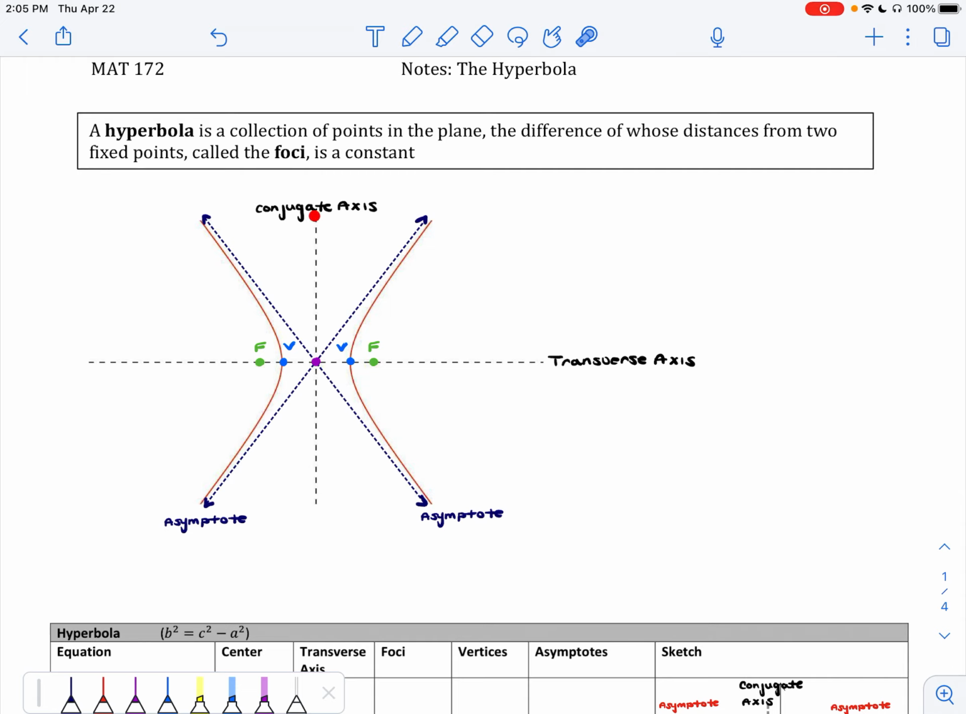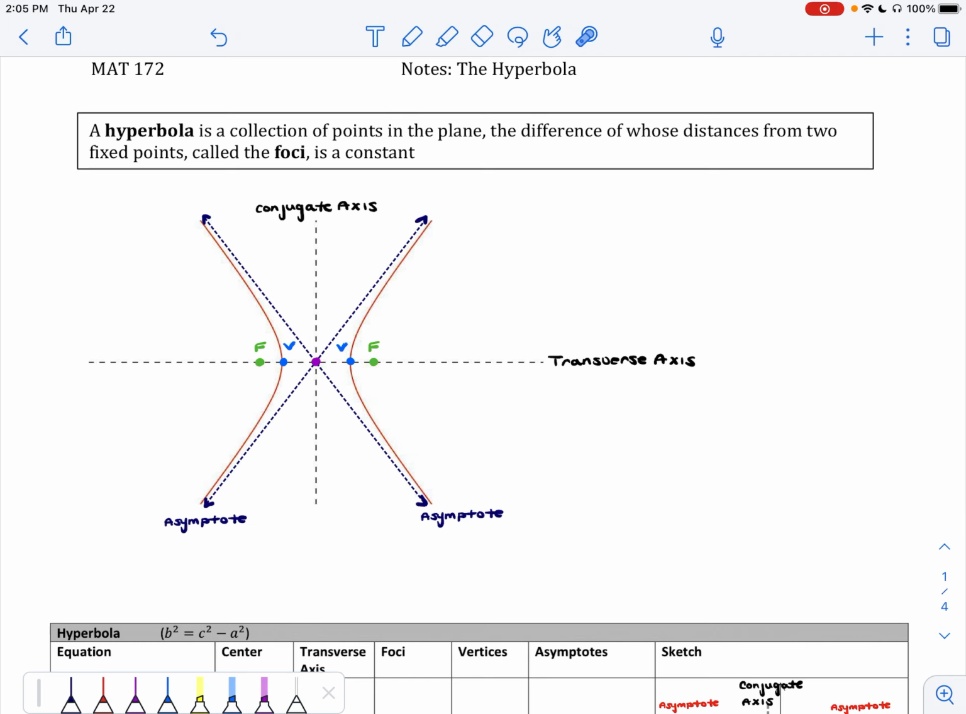Now you'll also see we have a second axis of symmetry that goes right down the middle between the two branches of our graph, and that's going to be perpendicular to the transverse axis. That's what we call the conjugate axis. A couple other things that I want to point out: you'll notice that we have two foci, and those are always going to be on the transverse axis, sitting inside the curve of your hyperbola. So if the branches of your hyperbola are opening left and right, then your foci are going to be to the left of the leftmost branch and to the right of the rightmost branch.